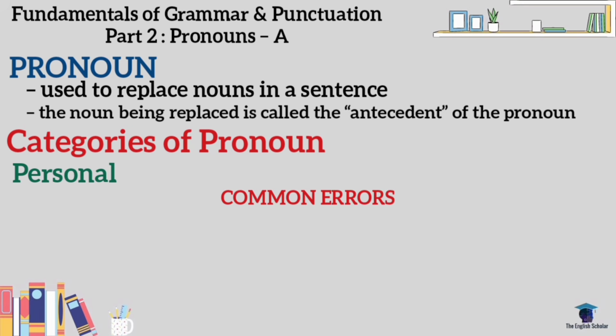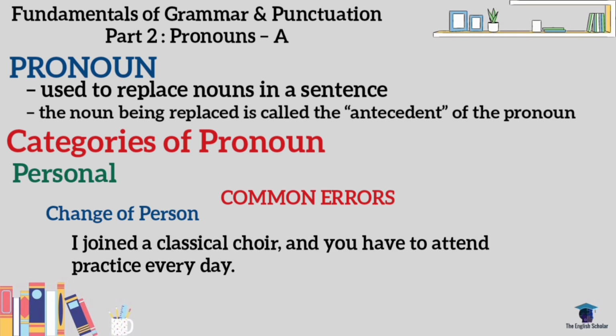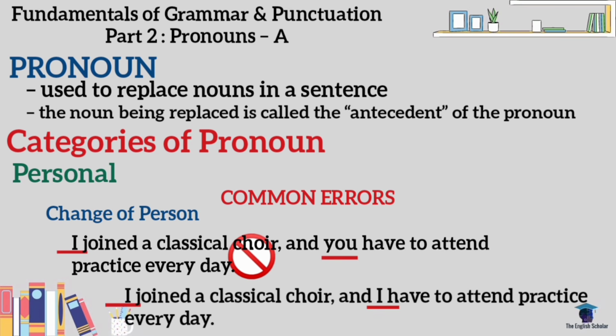One of the common mistakes under this category is the change of person. For example, I joined a classical choir, and you have to attend practice every day. It may sound proper, but it is not. The grammar is wrong. Come to think of it, you joined a classical choir, and I have to attend practice every day? It is not me who joined a classical choir. So, it should be written this way, or said this way. I joined a classical choir, and I have to attend practice every day.